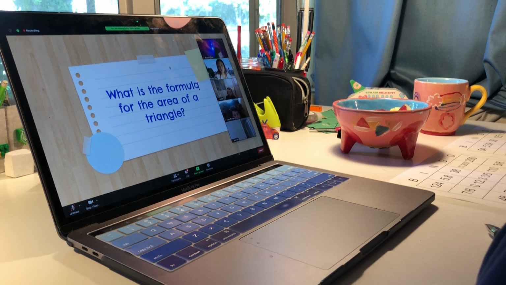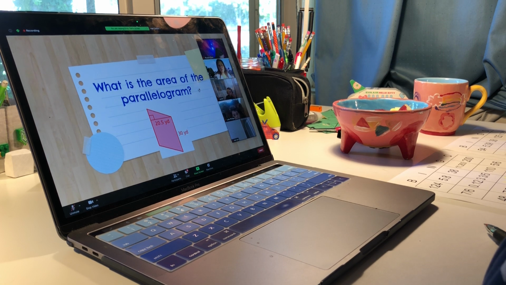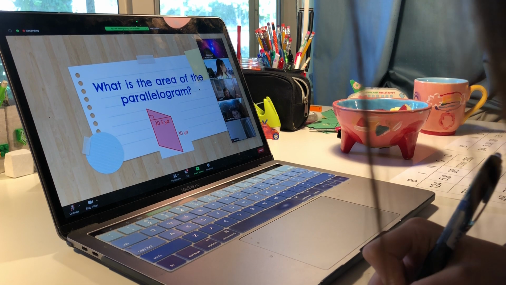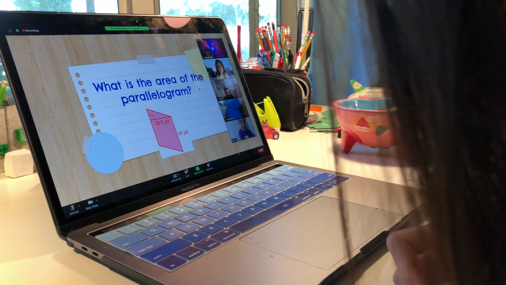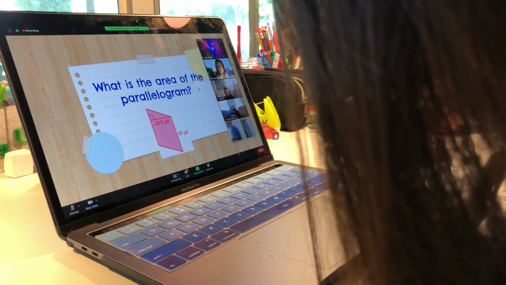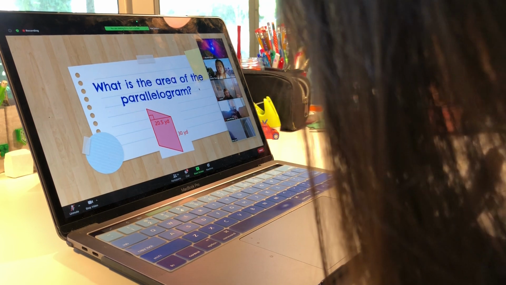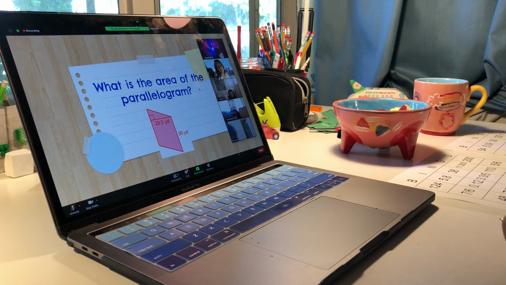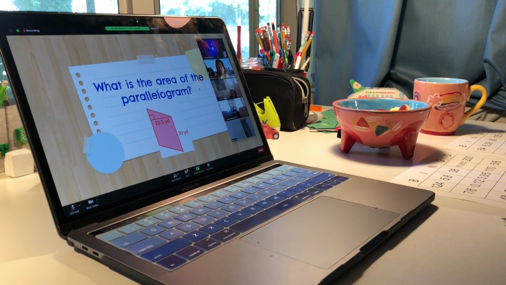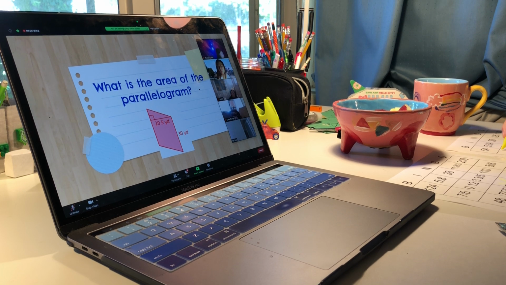All right, everyone good? What is the area of the parallelogram right here? If you don't have the answer on your card, you don't get to mark anything on your card. You have it? Yeah. Okay, so go ahead and mark it.